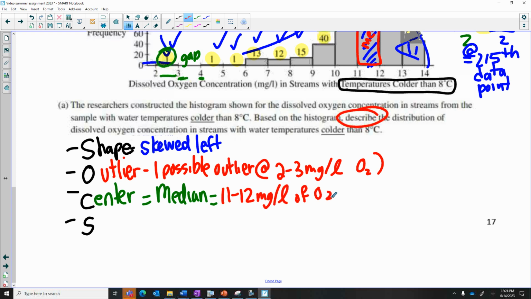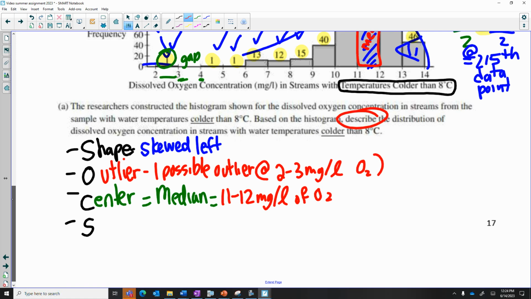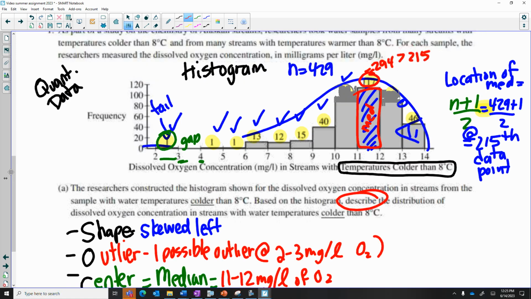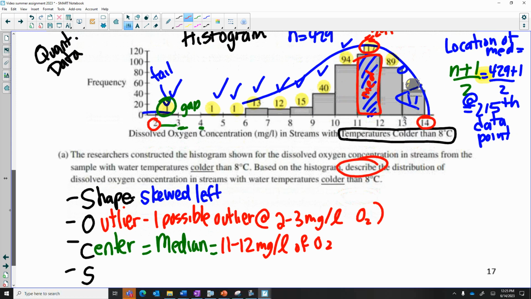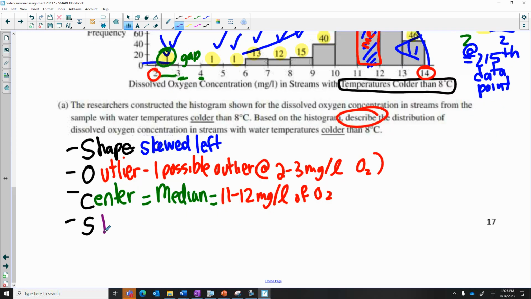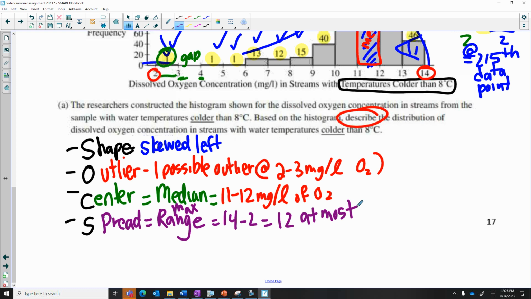Okay, the last thing is the spread. Now remember, because this is a histogram, we don't know the exact maximum or minimum at all. We only know the range or the interval of values. So the maximum that it could be is 14 milligrams per liter, and the minimum that it could be is 2 milligrams per liter. So if we did the range, it would have been 14 minus 2, spread equals range. I'm going to write the maximum range would have been 14 minus 2, which is 12. So at most, the range is 12 milligrams per liter.